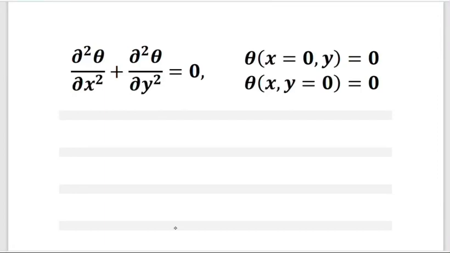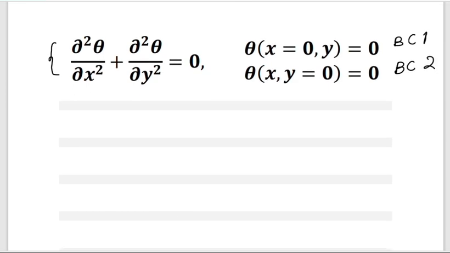Today I'm going to show you how to solve this problem using separation of variables by considering this boundary condition. So we have boundary condition 1 and boundary condition 2, and here is our governing equation.